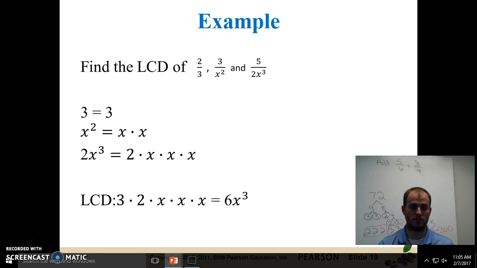Okay, let's look at letter G. 2/3, 3 over x squared, and 5 over 2x cubed. Again, 3 is just 3. X squared is x times x.